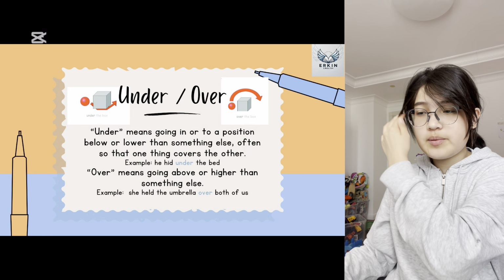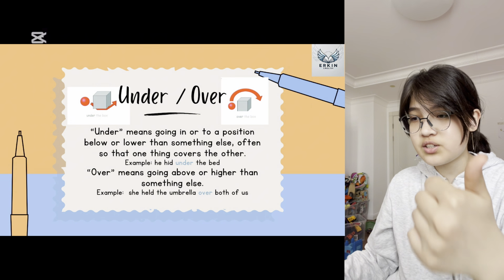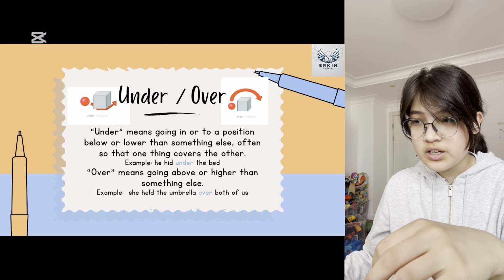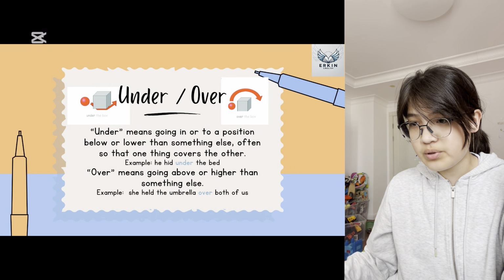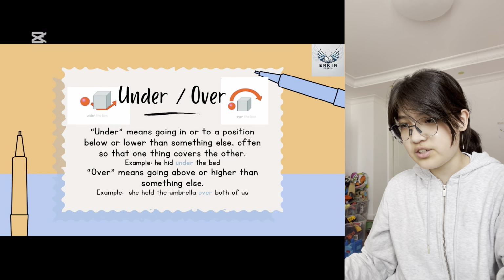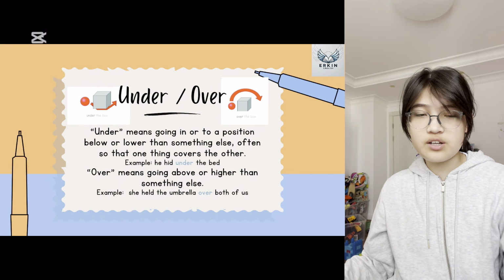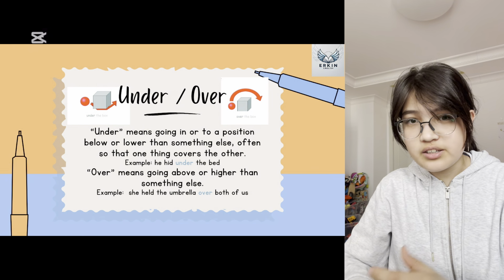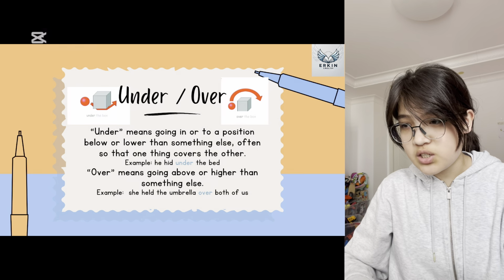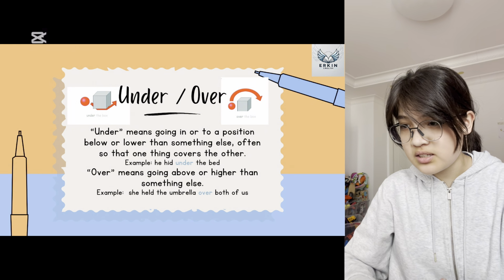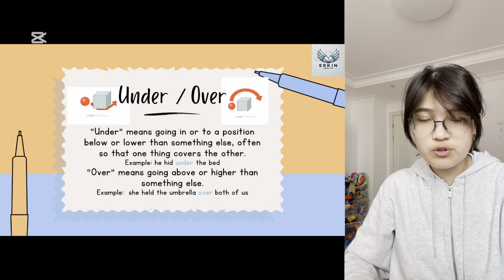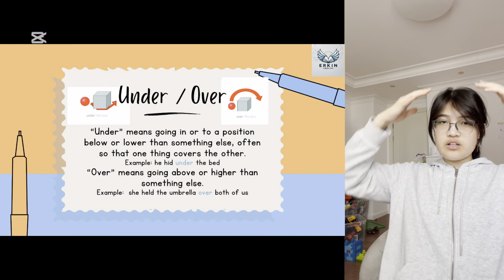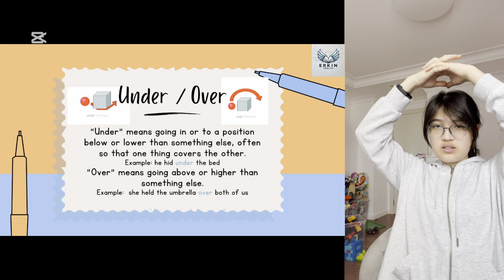And then we have the prepositions under and over. So under means going in or to a position below or lower than something else, often so that one thing covers the other. For example, he hid under the bed. The other preposition, over, means going above or higher than something else. For example, she held the umbrella over both of us. So it's on top of you or above you.